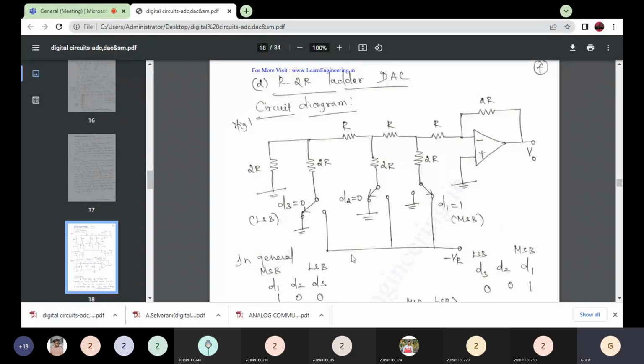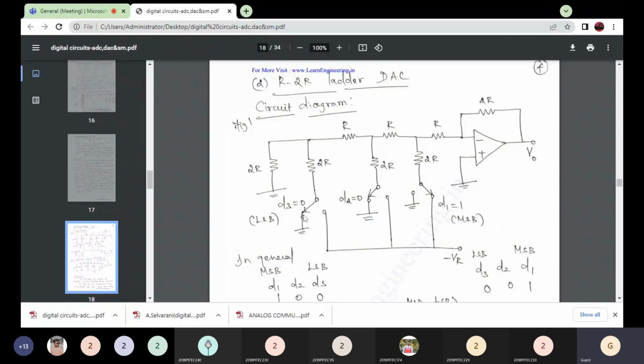The input is connected to the inverting terminal, and the non-inverting terminal is grounded. The output is fed back to the inverting terminal through the feedback resistance, which we consider as 2R. Here we have R and 2R, R and 2R, and here 2R. The feedback resistance is also 2R.